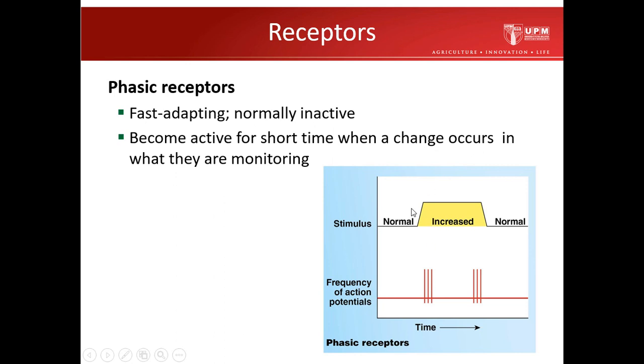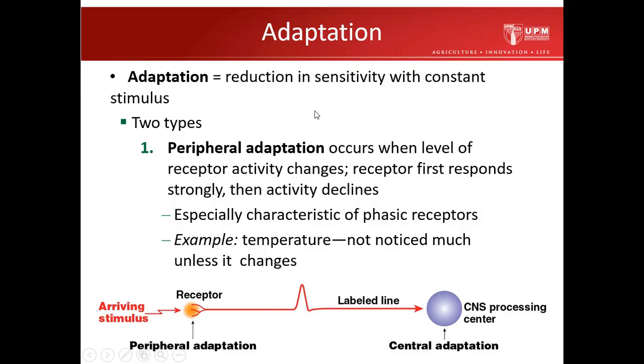But because of the characteristic of the phasic receptor, which is active for a short time, you can see they are trying to adapt, so no more action potential is being produced. Then after a while, when there is a change in the stimulus again, the action potential is produced again. When there's no more stimulus, it will go back to the inactive state. A reduction in sensitivity following a constant stimulus is known as adaptation.